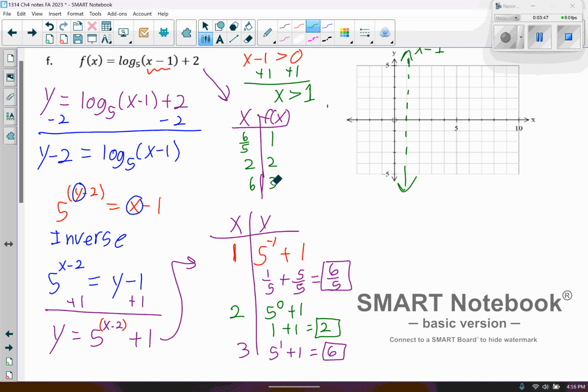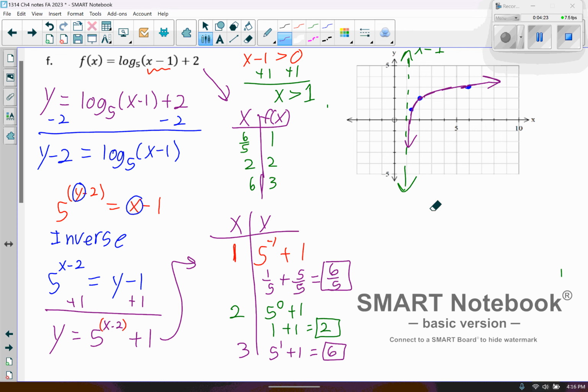Now I'm ready to graph those 3 points. So 6 over 5 is 1.2, which is about right here, and then up 1. So over 1.2 and then up 1 spot, roughly about right there. Then I'm at 2, 2, about right there. And then I have one at 6, 3, about right there. And then we'll make a little rough sketch of this going towards my guardrail, my asymptote. And then this one curves up like that.